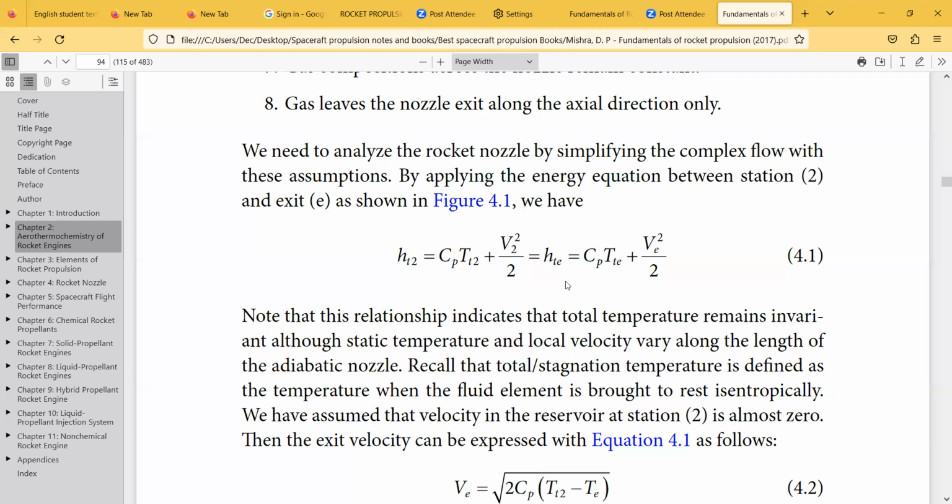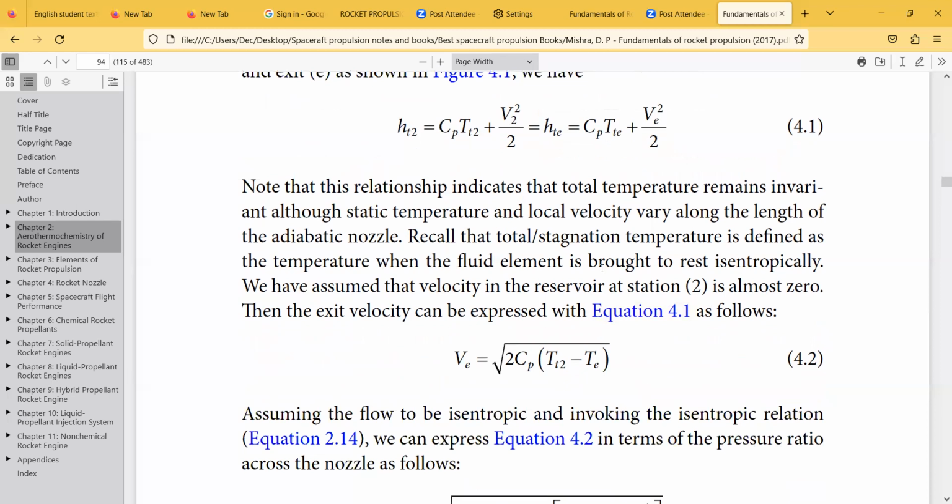So we need to analyze the rocket nozzle by simplifying the complex flow with assumptions. The above assumptions help us to consider the phenomena. By applying the energy equation between station 2, meaning entrance, and exit, we have this relation. Now from that, we have to calculate the exit velocity.